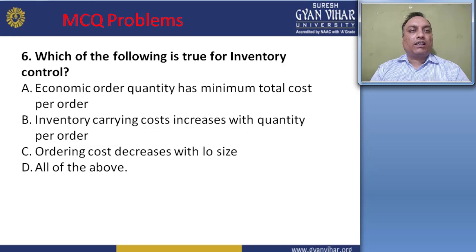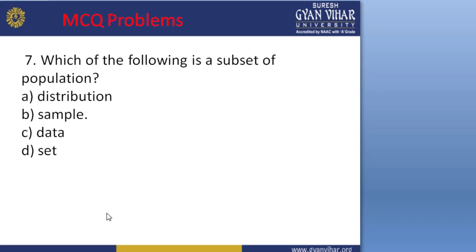Which of the following is true for inventory control? Economic order quantity has a minimum total cost per order, inventory carrying cost increases with quantity per order, ordering cost decreases with lot size, and all of the above. So D option is right. The correct answer is all of the above. And then move to question number 7.